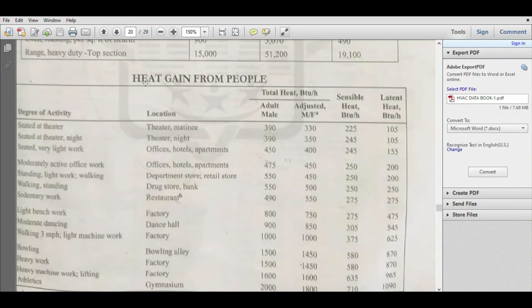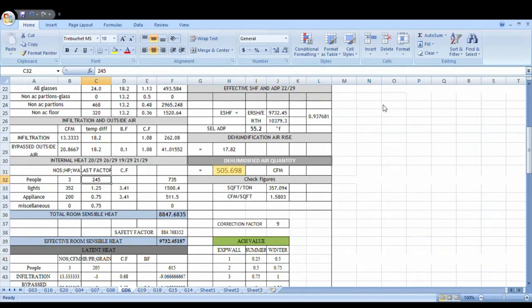See, heat gain from people. We are doing the heat load calculation for the office. So sensible heat is 245 BTU per hour and latent heat is 155 BTU per hour. The sensible heat is 245, so for people in total you will get 735.